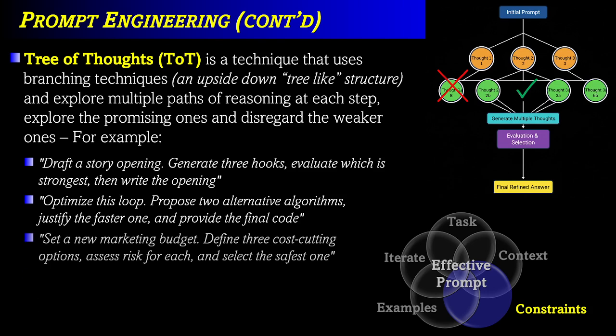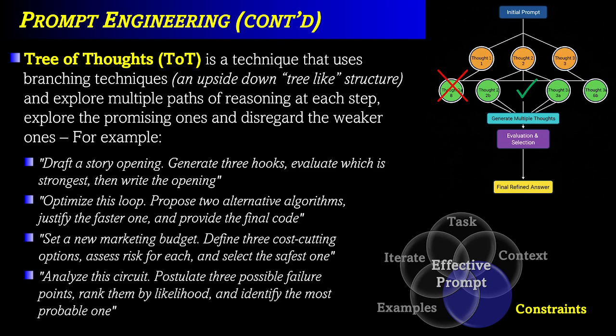Also, another next step you can do with constraints is the tree of thoughts technique. It uses branching techniques, like looking at a tree upside down or a tree-like structure, and exploring multiple paths of reasoning at each step. Explore the promising ones, disregard the weaker ones. Let's take a look at some examples.